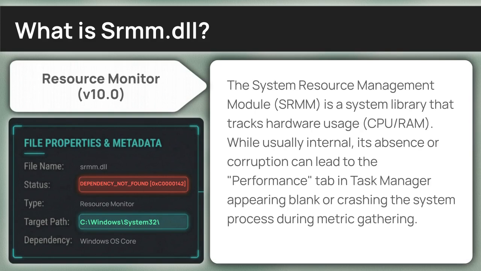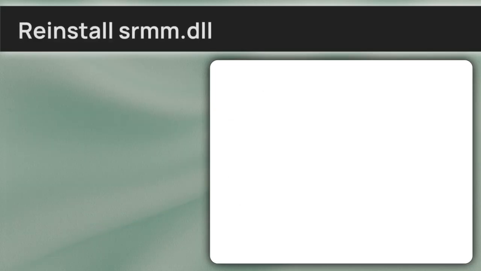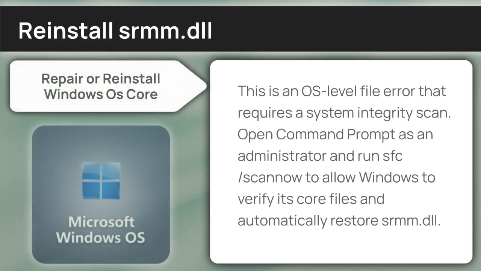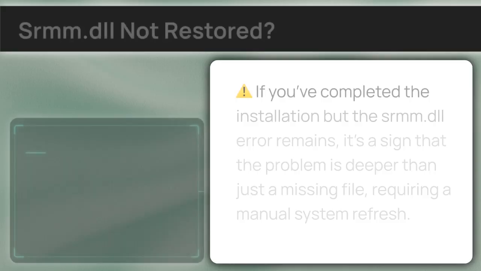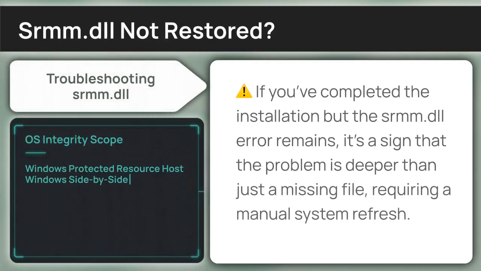Knowing the file's purpose is helpful, but now we need to physically restore it. This is an OS-level file error that requires a system integrity scan. Open Command Prompt as an administrator and run sfc /scannow to allow Windows to verify its core files and automatically restore Srmm module DLL.